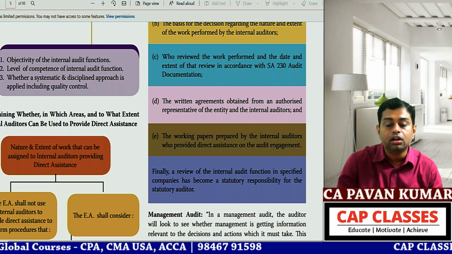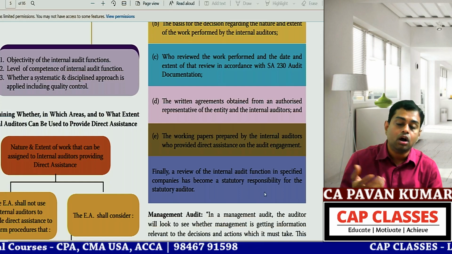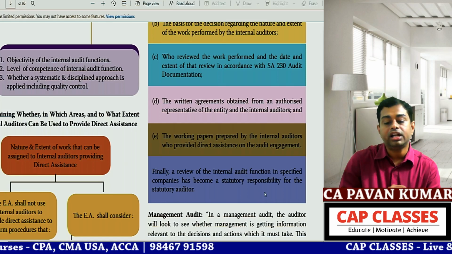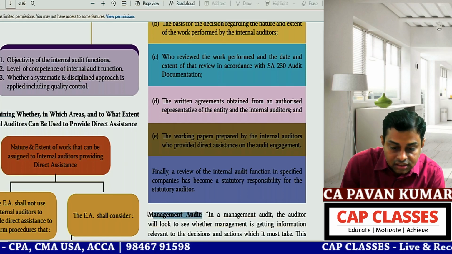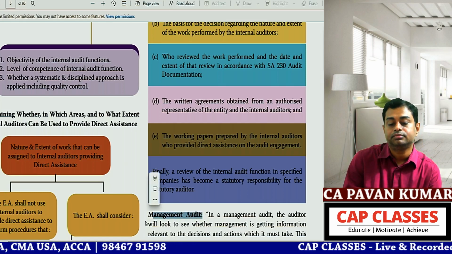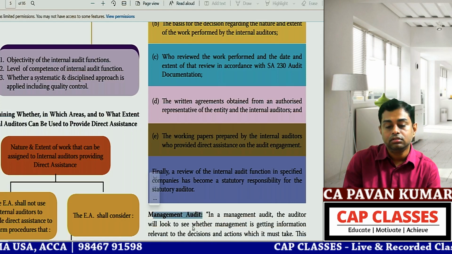Next, last one. Finally, review of internal audit function. That is all. So with this, internal audit is over. Read this. What is this? Type in the chat box.